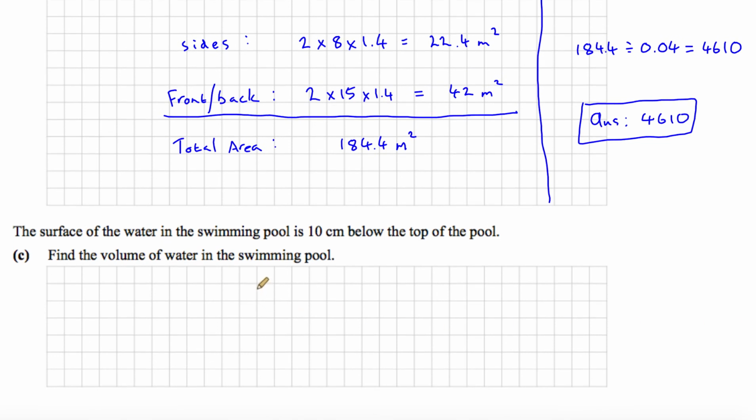So it's going to be 15 times the 8 times the 1.3 for the height of the water, and that gives us a volume of 156, and that's going to be meters cubed because it's volume. And that's the end of question 4.